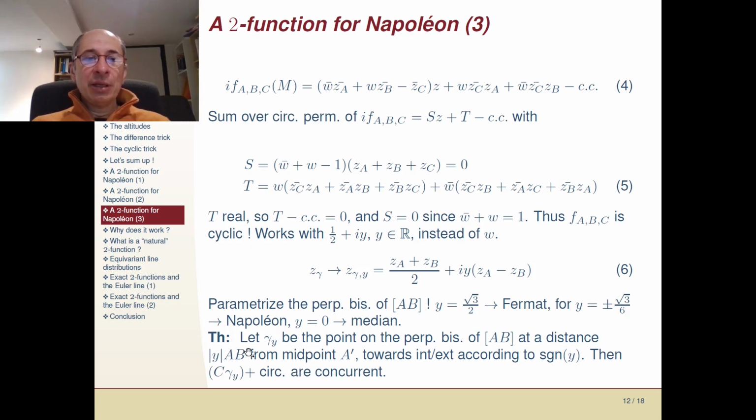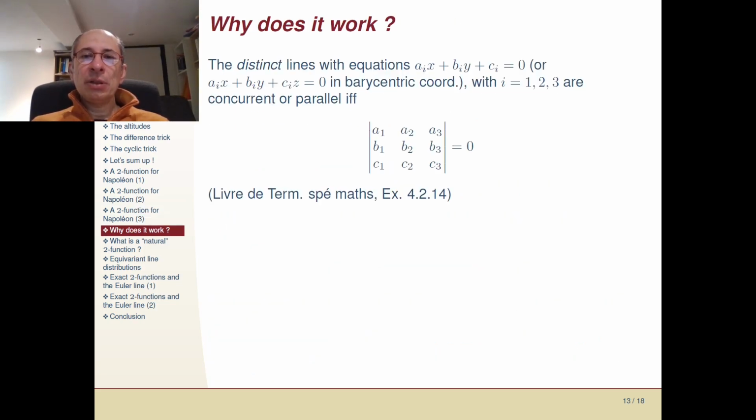So we obtain that theorem, which is that if we let gamma y be the point on the perpendicular bisector of AB lying at a distance modulus of y times AB from the midpoint A prime towards the exterior or towards the interior of the triangle according to the sign of y, then the line joining C and gamma y and the other lines obtained by cyclic permutation are concurrent. And this theorem generalizes at the same time the fact that the medians are concurrent, the fact that the Fermat lines are concurrent, and the fact that the 2 Napoléon lines are concurrent. So this is nice, but now we can wonder why this works.